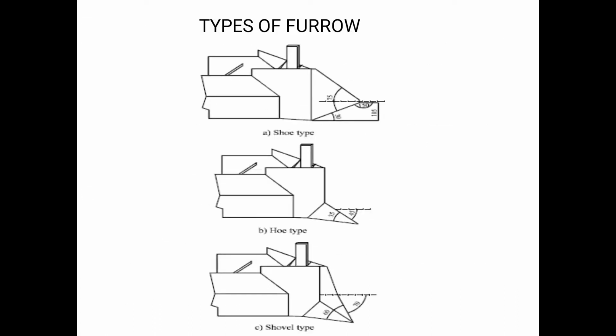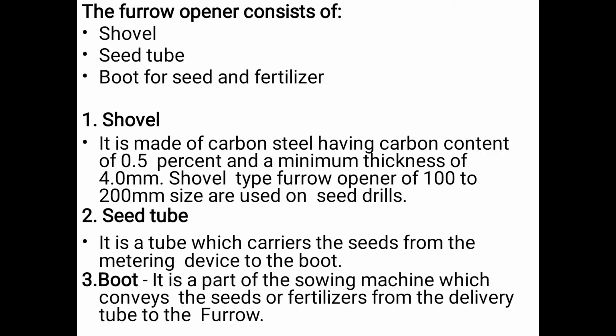See here the types of furrow opener. Here is shown the shoe type, second one is the hoe type, and third one is the shovel type. A furrow opener consists of a shovel, seed tube, and boot for seed and fertilizer. Shovel: it is made of carbon steel having a carbon content of 0.5% and a minimum thickness of 4.0 mm. Shovel type furrow openers of 100 to 200 mm size are used on seed drills. Second, seed tube. It is a tube which carries the seeds from the metering device to the boot. Boot. It is a part of the sowing machine which conveys the seed or fertilizer from the delivery tube to the furrow.